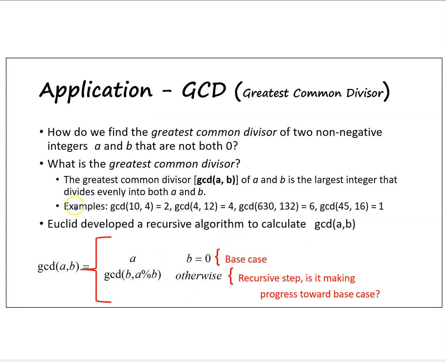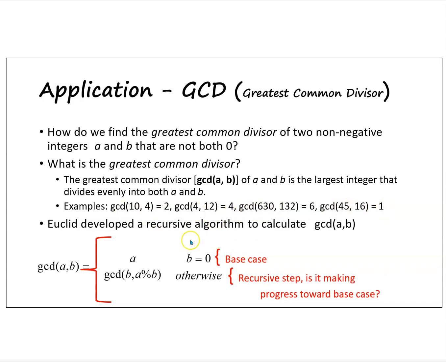So let's look at a small application. How do we find the greatest common divisor of two non-negative integers, a and b, that are not both 0? And what's the greatest common divisor? The GCD of a and b is the largest integer that divides evenly into both. For example, the GCD of 10 and 2 is 2, and the GCD of 4 and 12 is 4, etc.